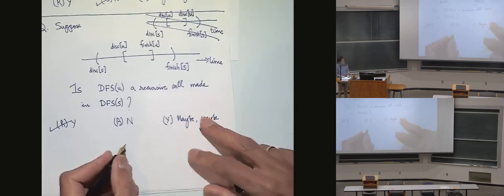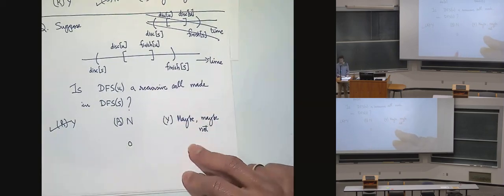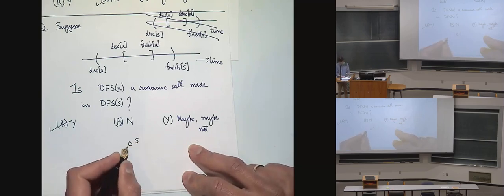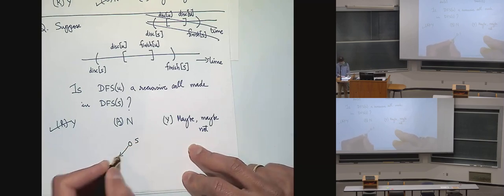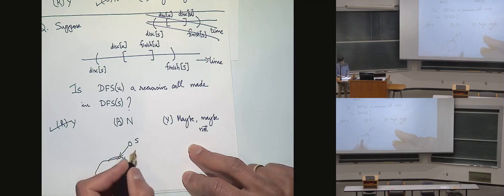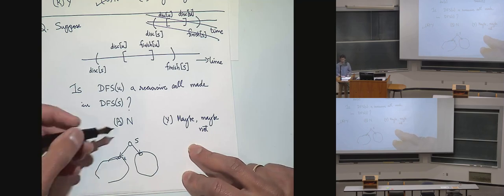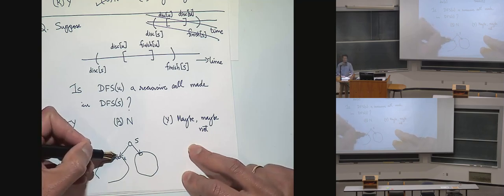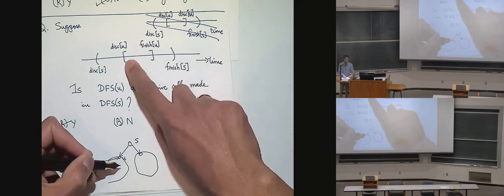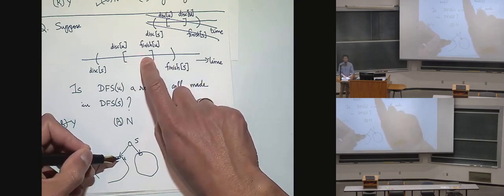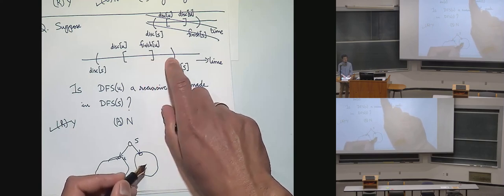So suppose you had a graph that looks like this. So this is S, and this is U. So there's some graph here, but there's also some other graph here. So what happens is that S started by visiting U. So U has been discovered. U is going to do all of its stuff. It's going to finish. But then all of this also has to happen in between.